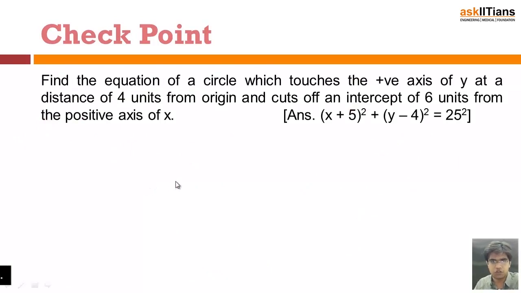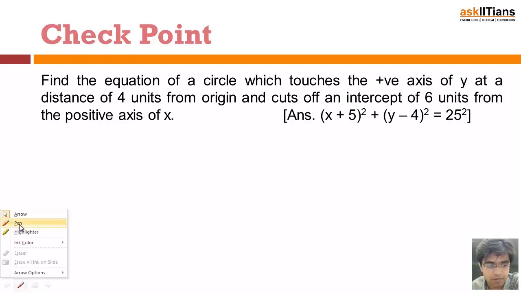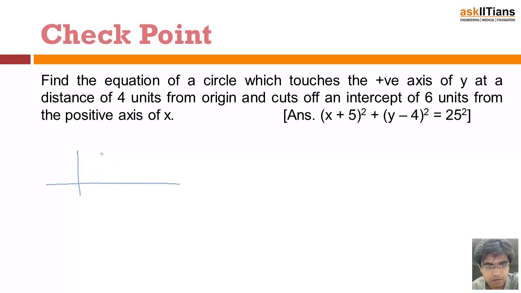Let's move to the next question. Now in this question we need to first read the question. The question says to find the equation of a circle which touches the positive axis of y at a distance 4 units from origin and cuts off an intercept of 6 units from positive axis of x. Let's first draw the figure. The figure says that my circle is such that it is touching the axis of y at 4 units and it is cutting an intercept of 6 units on x-axis.